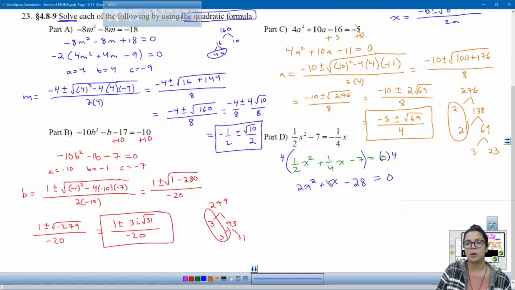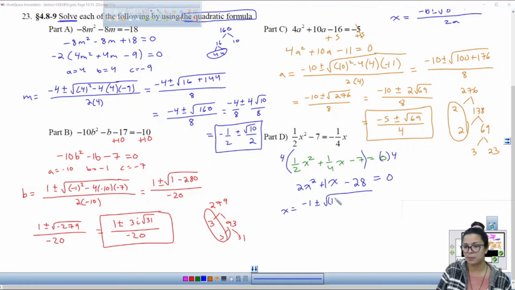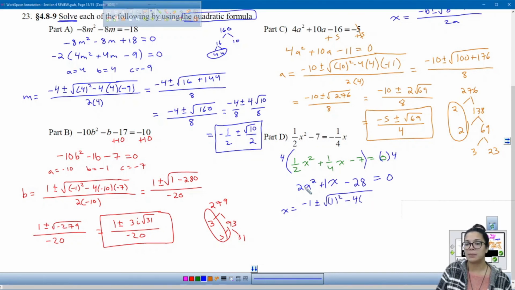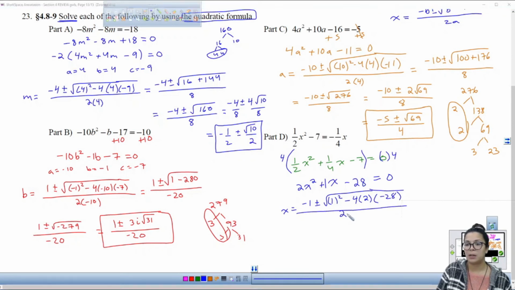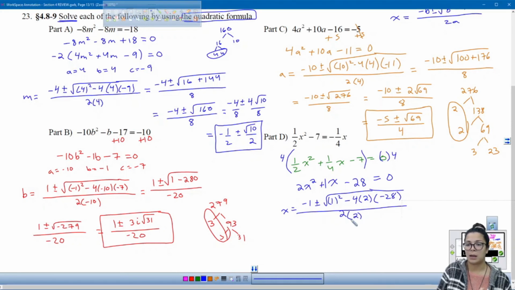So our a value is 2, our b value is 1, our c value is negative 28. The variable here is still x, so nice. We can just keep our variable as x. And so x equals negative b, negative 1, plus or minus the square root of 1 squared, that's just 1, minus 4 times a, which is 2, times c, which is negative 28. That's all over the denominator 2 times a, and a is 2 in this case.